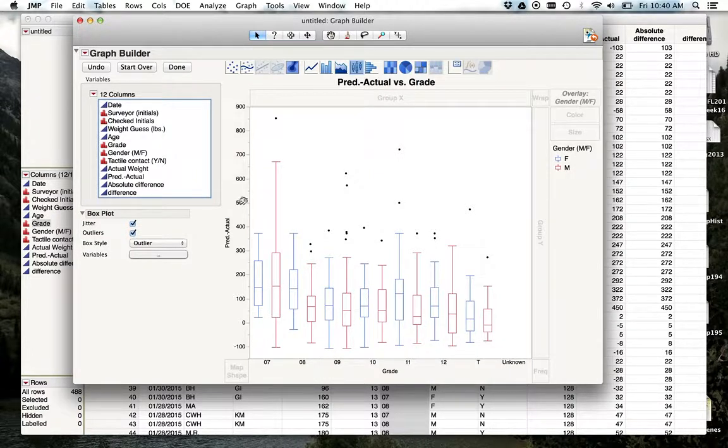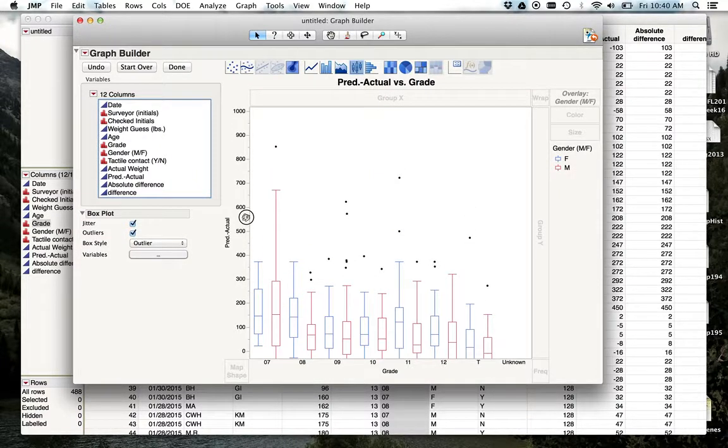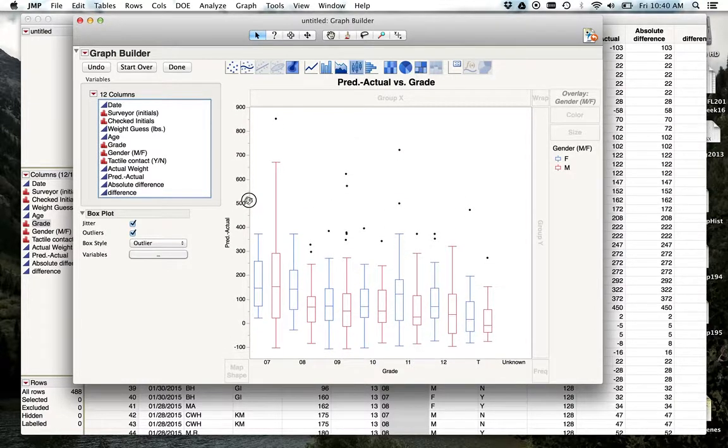Oh, here's a cool function here. You can always slide this graph up and down. I think that's a really interesting way to look at the data. Now, once we get to the 8th grade, it looks like the males actually did guess much smaller, or closer to the rock's weight, than the females.